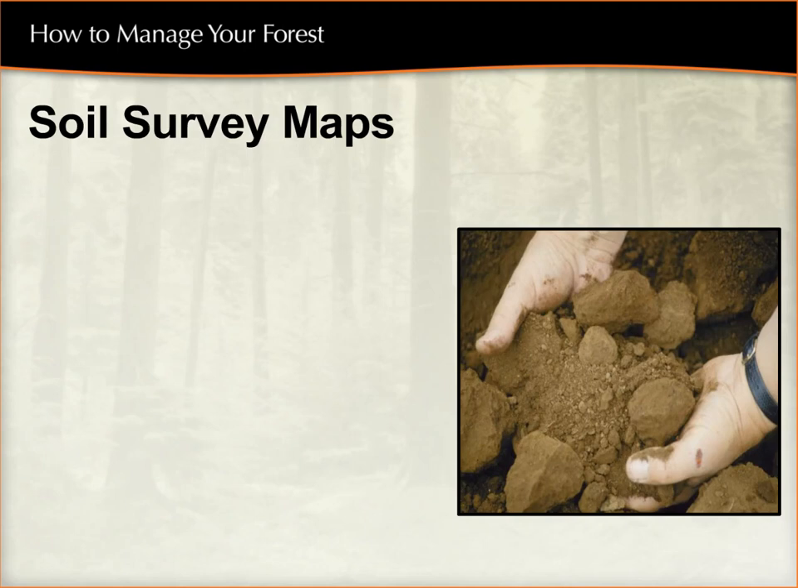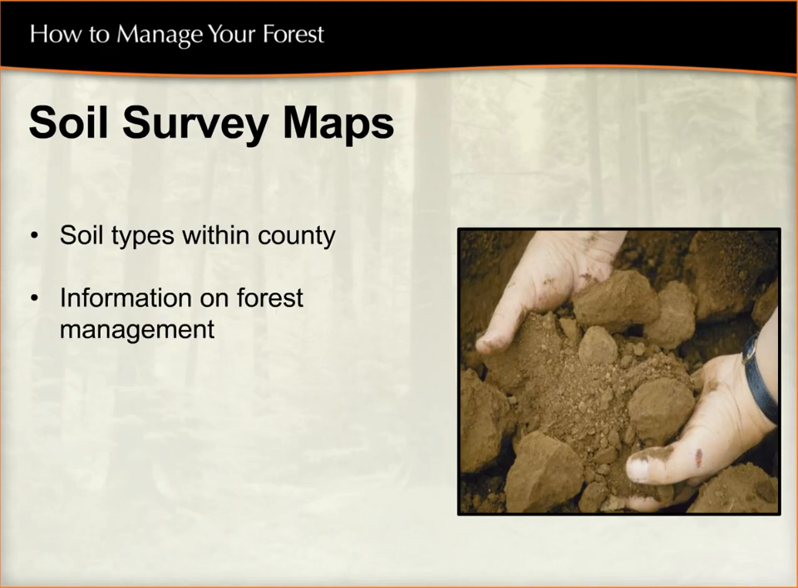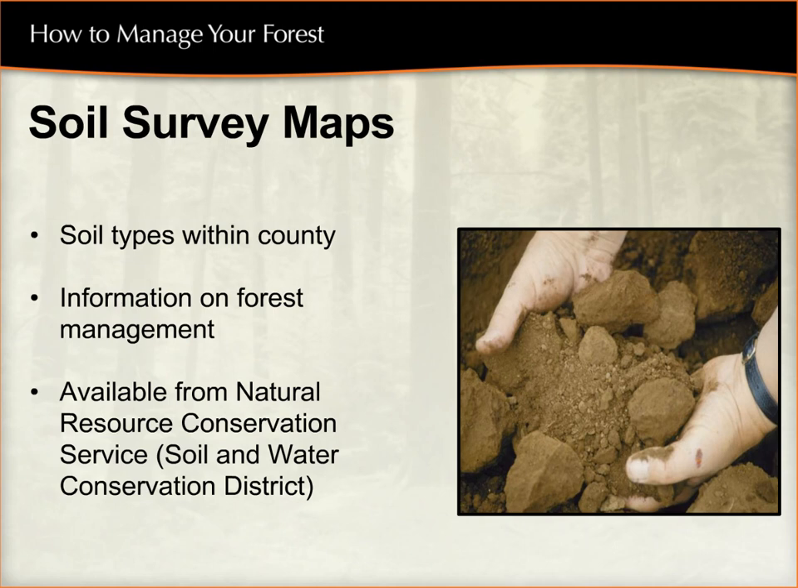Soil survey maps are a specialized type of map that contain information on the different soil types found within your county. You can use these maps to figure out what soil type is found on your specific property. Once you know what soil type you have, you can use this information to help guide your forest management. These soil survey maps are available through your Natural Resource Conservation Service office or from your Oregon State University Extension office.